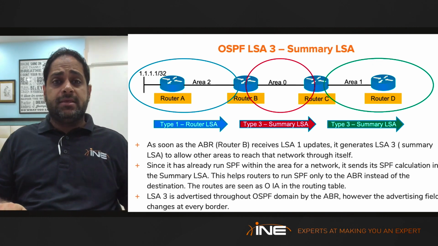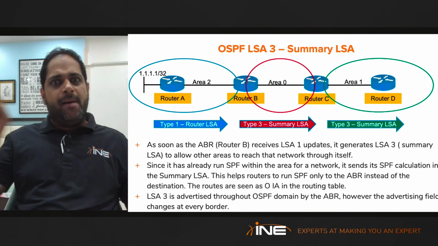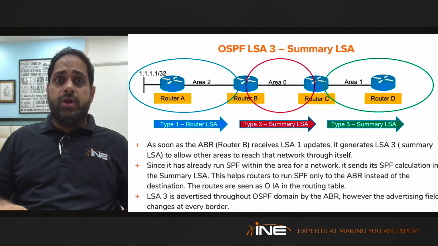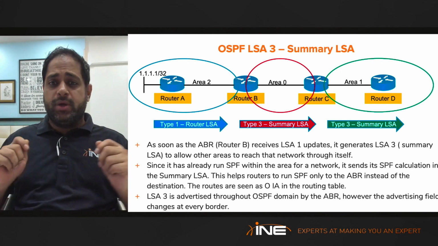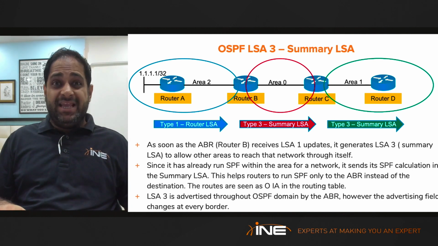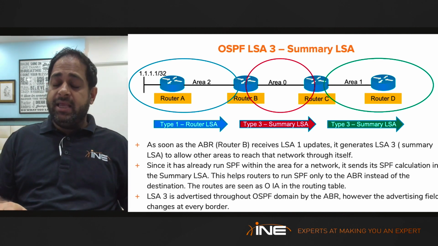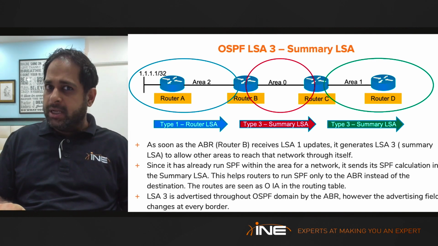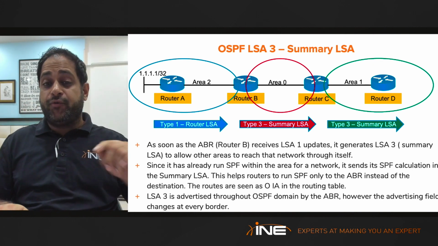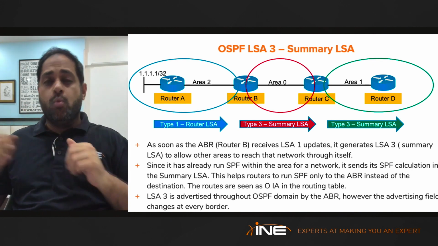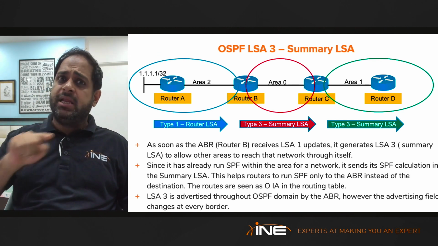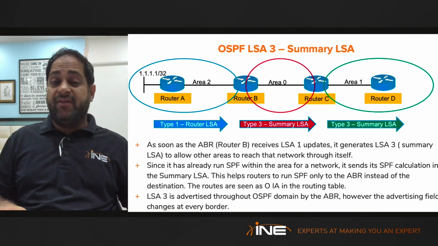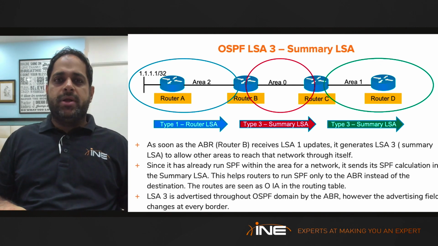Now what happens next? Router C needs to now send that update to router D. But because the border is changing from area 0 to area 1, router C will modify the LSA. He would modify LSA 3, insert himself as the advertising router, and then advertise LSA 3 again to area 1. So now everybody in area 1, they don't know anything about router B. For them, the advertising router is router C.